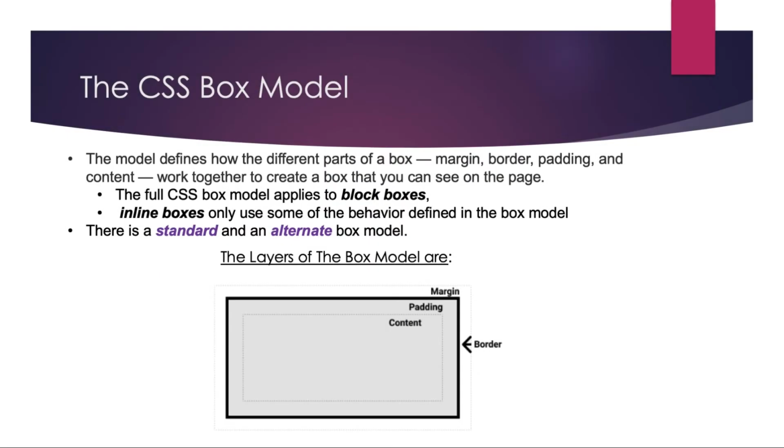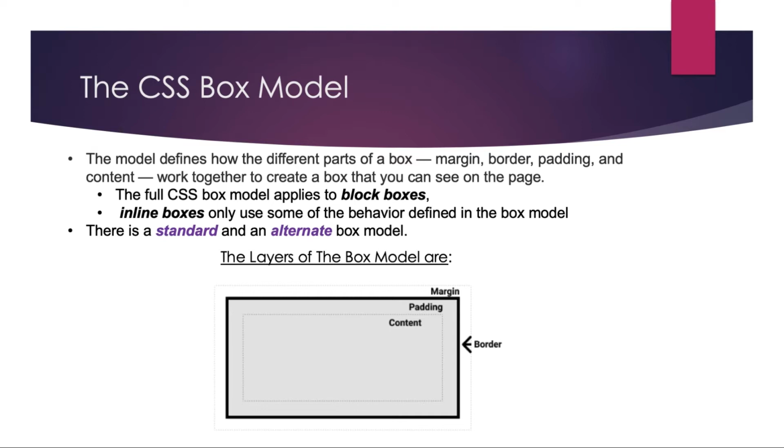So all that we've been talking about with margins and padding and border really is to lead us up to the CSS box model. Now we can formally define it and look at the 2 different types. The model defines how the different parts of a box, the margin, the border, the padding, and most importantly, the content work together to create a box that you can see on the page.